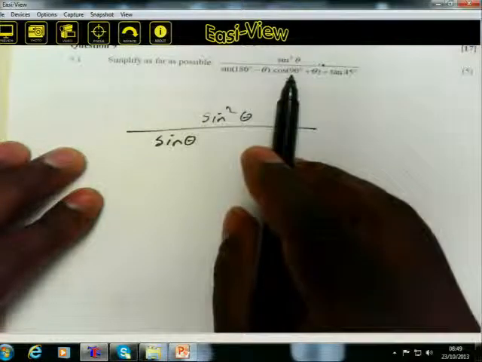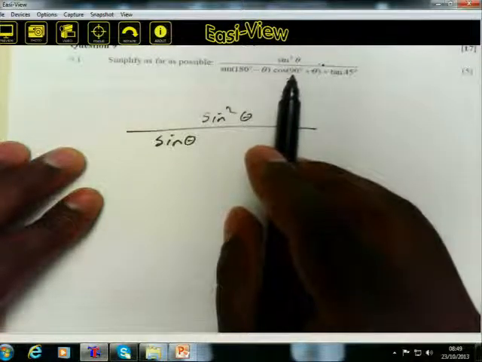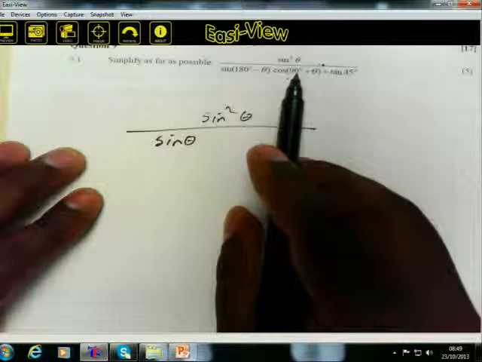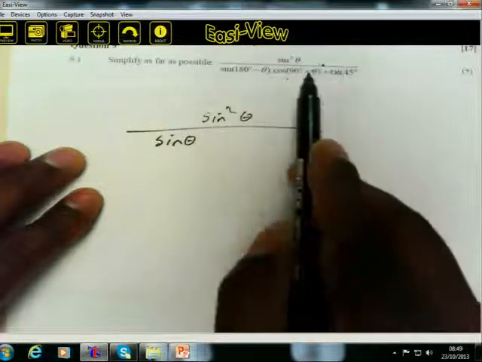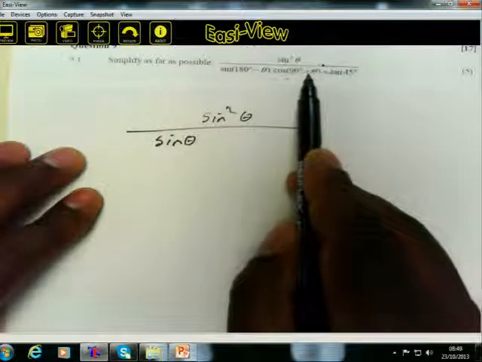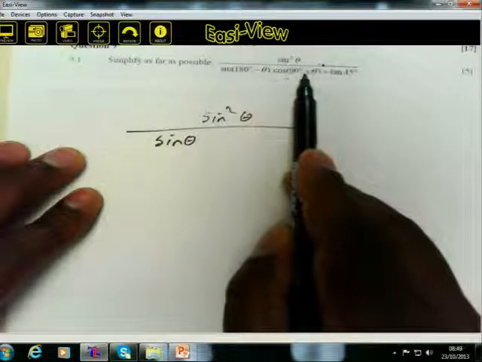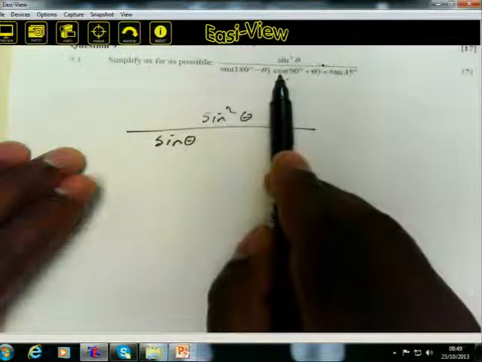Once you see 90, then we think of the cofunctions. Cos will then change to sine. But before that, 90 degrees plus theta is an angle in the second quadrant. And in the second quadrant, cos is negative.